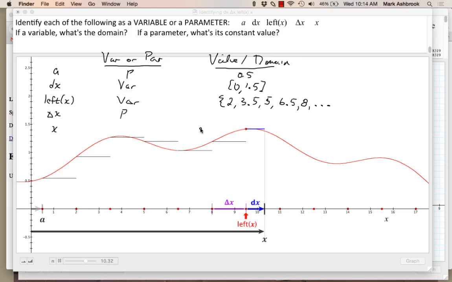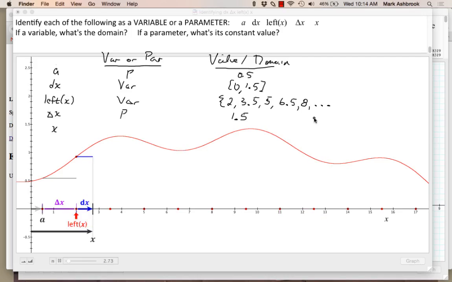No, if it's a parameter, it only has one value. It's a constant, 1.5. The value of delta x is 1.5. It's the length, the width, of these intervals. So it's always this fixed amount from the start to the end of the current interval. So they're 2 to 3.5, so its distance is 1.5. Everyone see that? It's a parameter?